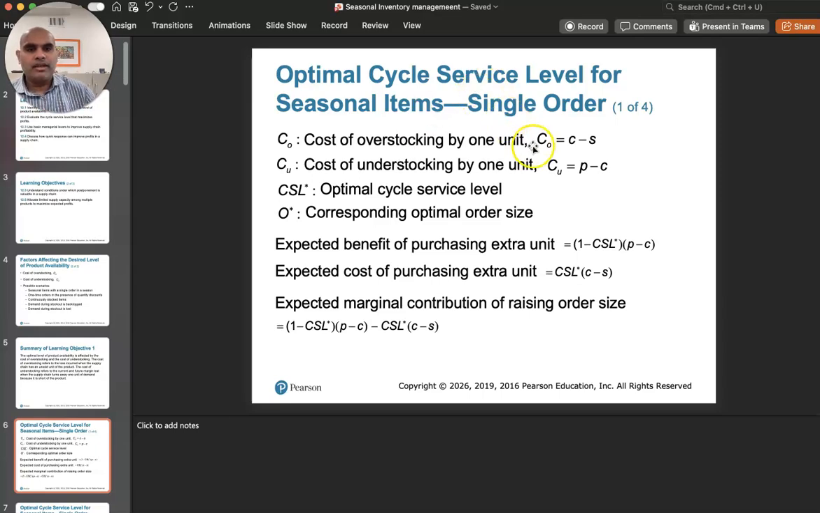So we'll say that the price that you're going to sell the item at is P. C is the cost of the item for you. You either manufactured it or you bought it from somebody. That's the cost of the item for you. S is something called the salvage value.